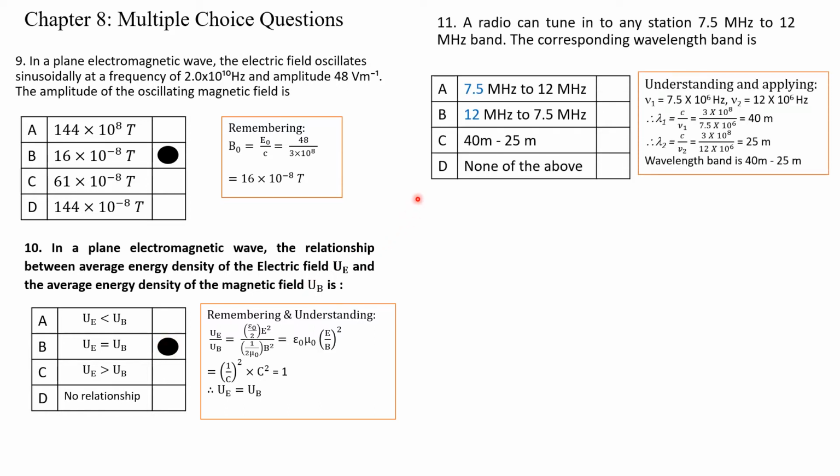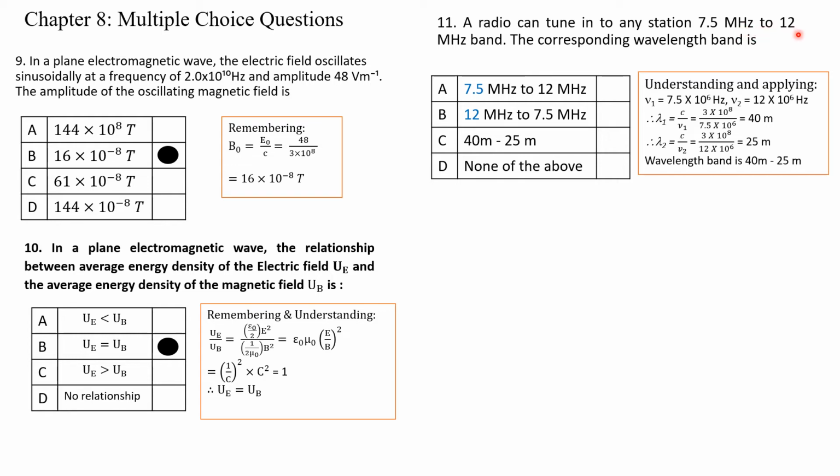Next question, question number 11. A radio can tune into any station in the 7.5 MHz to 12 MHz band. The corresponding wavelength band is? Here he has given the frequency range of the radio station. A radio can be tuned to any station lying between 7.5 MHz and 12 MHz. So we have to find the corresponding wavelengths, that is the wavelength corresponding to 7.5 MHz and the wavelength corresponding to 12 MHz.